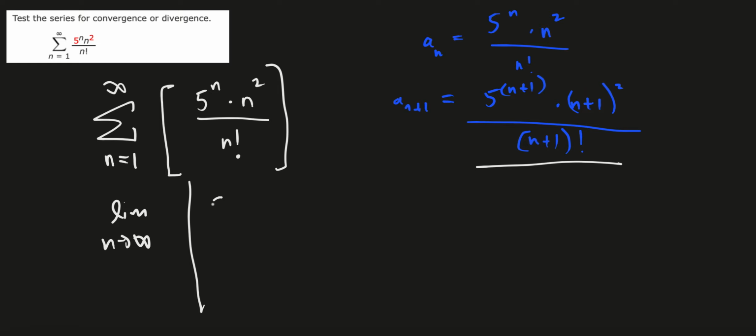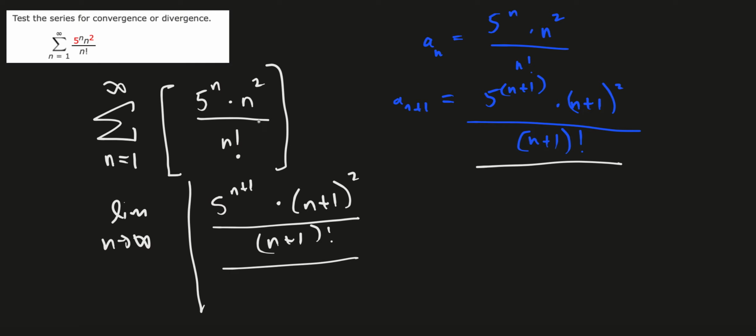This is going to be 5 raised to the n plus 1 times n plus 1 squared divided by n plus 1 factorial, divided by a sub n, which is 5 raised to the n times n squared over n factorial.